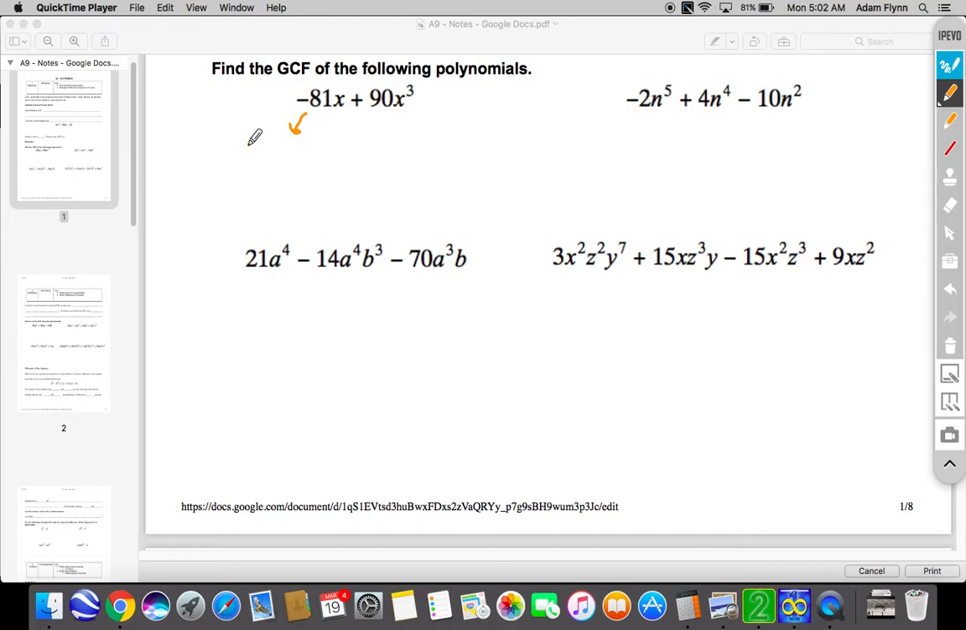Okay, so I will rewrite this as 9 times negative 9, because 9 times negative 9 is negative 81, times x, plus 9 times 10 times x times x squared.